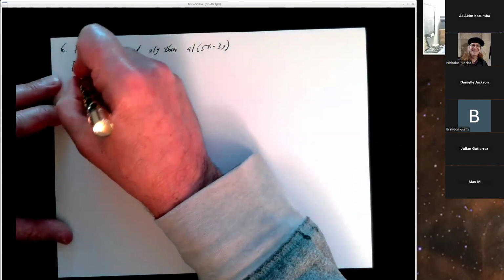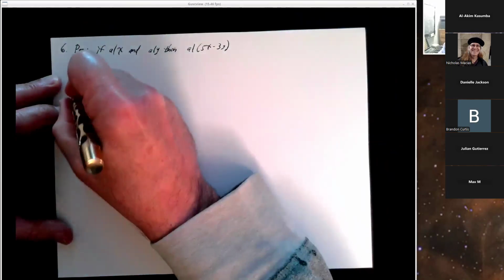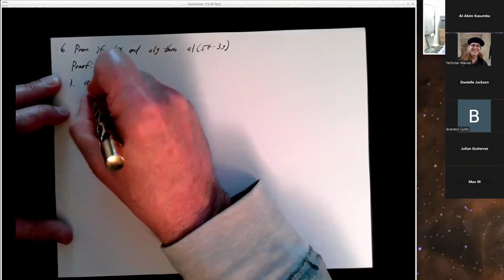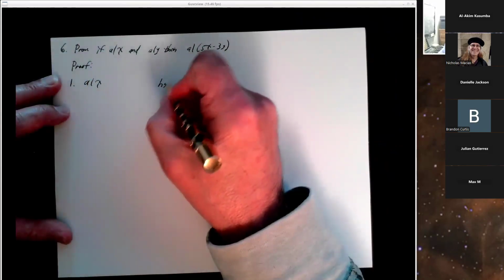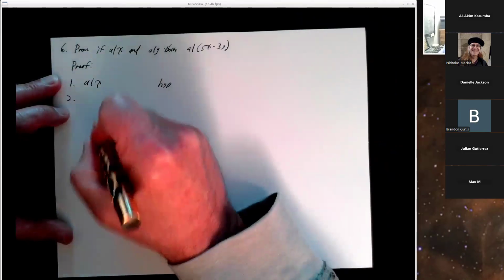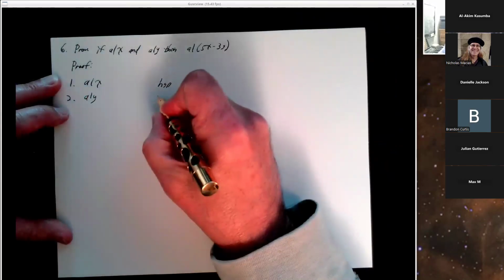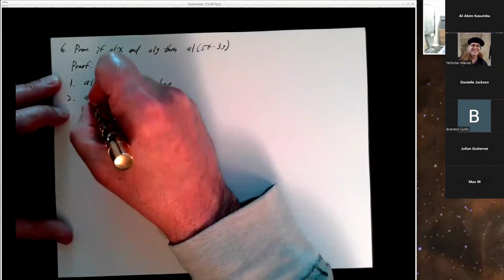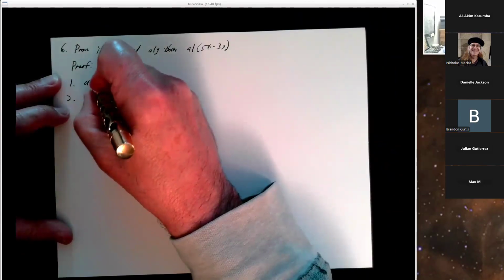But a direct proof will work here. So let's start with our hypotheses. a divides x, that's a hypothesis. a divides y, that's a hypothesis. And make sure this is a vertical line.